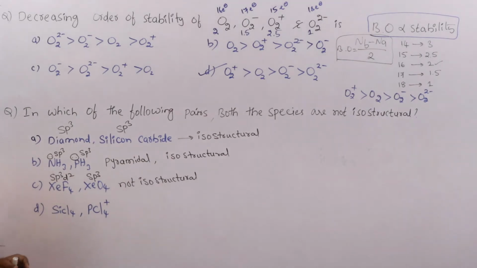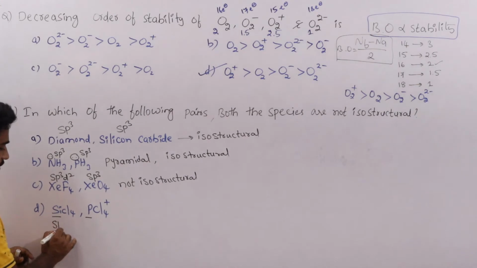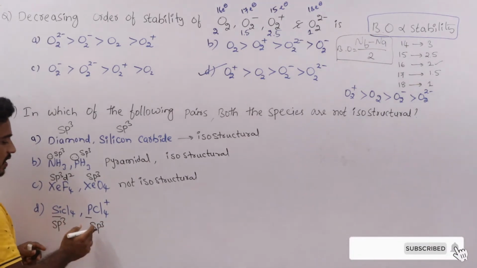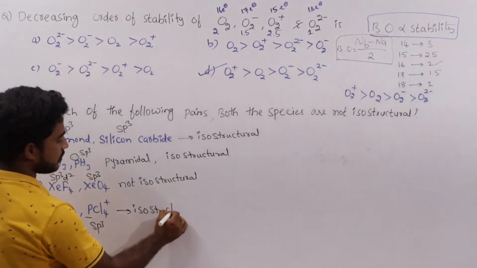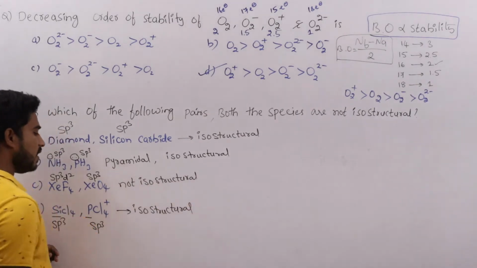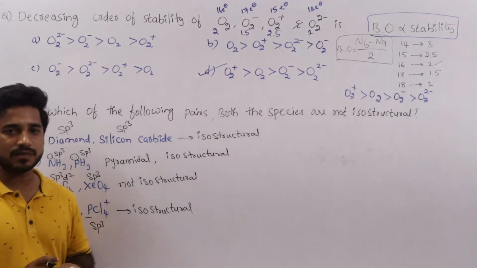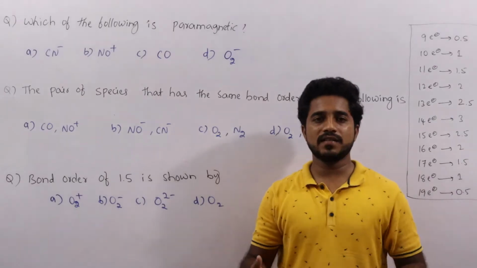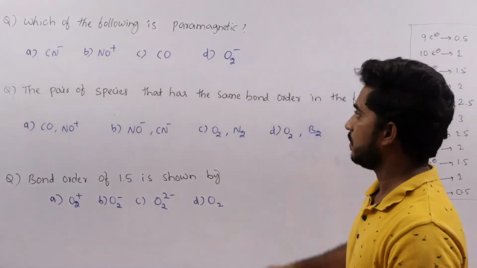So when it comes to here, the central atom is silicon, here the central atom is phosphorus. So this will undergo sp3 hybridization, and this will also undergo sp3 hybridization. So that's why these are isostructural. Already we discussed in previous videos how to find the hybridization, by using the number of valence electrons present on the central atom. Clear? Let us see the next previous question from the NEET.